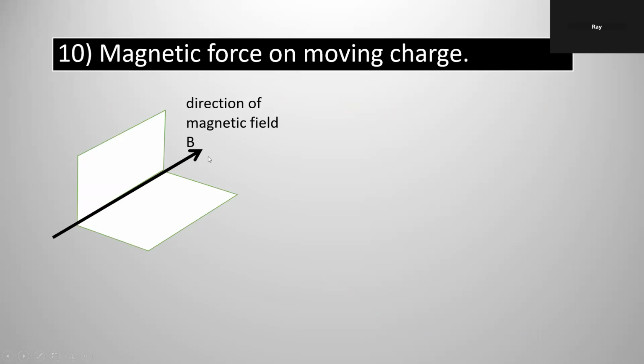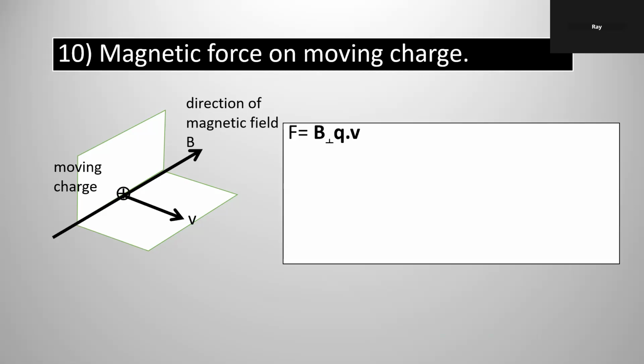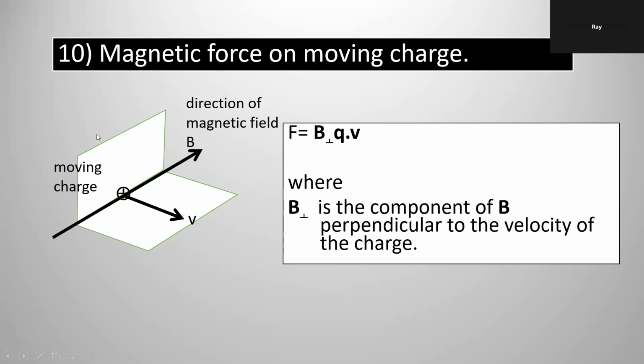There's your B going in, and there's your charge, a positive charge, moving to the right. So the force is perpendicular, BQV. B is the perpendicular component, where B is the component of B perpendicular to the velocity. So in this case, it's perpendicular to the velocity, we can put V. Force on a charged particle, see whether you can get it outwards or not.